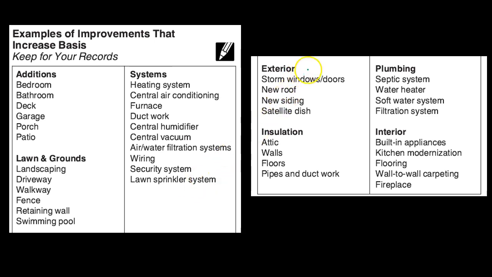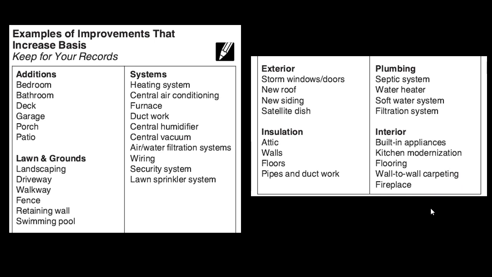So then we have the exterior. If we have storm windows or doors, a new roof, new siding, and a satellite dish, these could be items that could add to the value of the exterior. Insulation, if we added insulation in the attic, walls, floor, pipes, and ductwork, again, those extending or changing the life could be something that we can add as improvements. Plumbing, septic system, water heater, soft water system, filtration system, all items that could be adding to the value. Interior: built-in appliances, kitchen modernization, flooring, wall-to-wall carpeting, and fireplace.